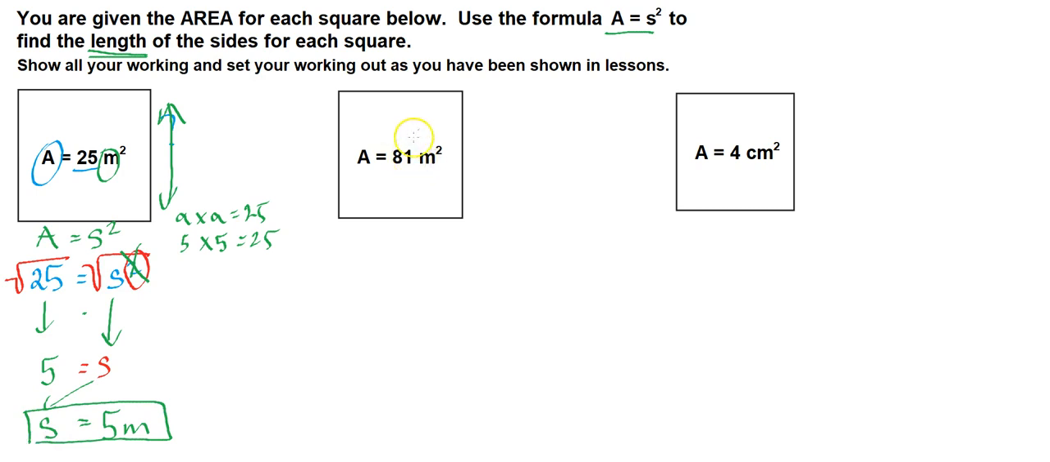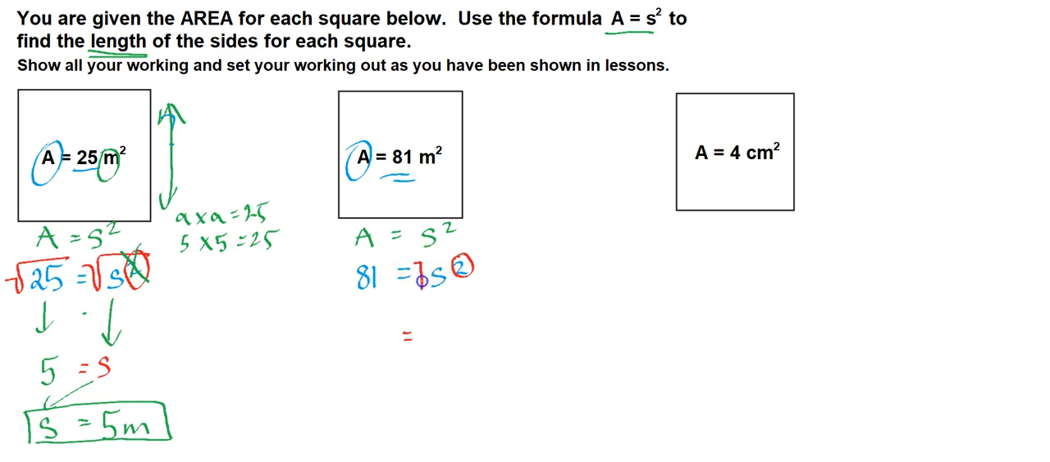Okay, next one over here is the same deal. I use the formula A equals S squared. I do know what A is, so let's rewrite and substitute what I know. I'm given 81, so it's not A anymore. I know the value of A, that's 81. And now I need to find out what S squared is. I have to get rid of the squared, and that will help me isolate the S.